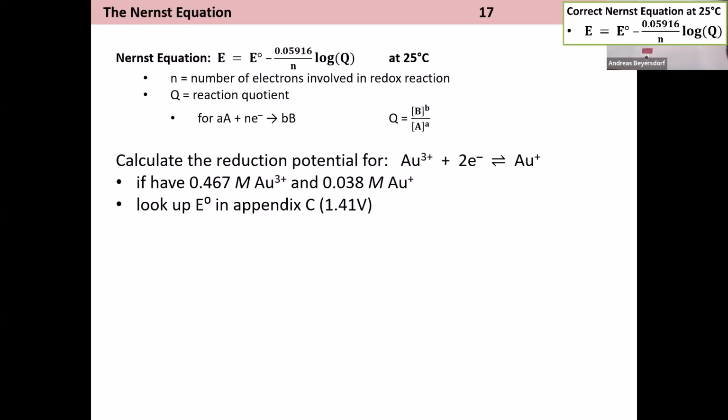Okay. All right. So I'm going to let you guys do this for a little bit. So we know what E naught is. N is the number of electrons, and then calculate Q and plug that in there, and let's see what we get.